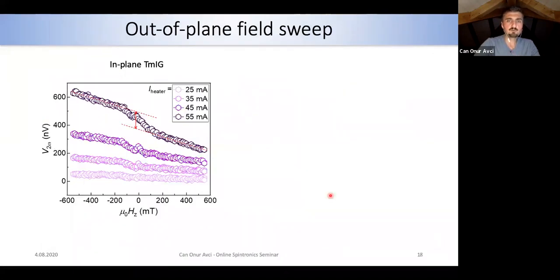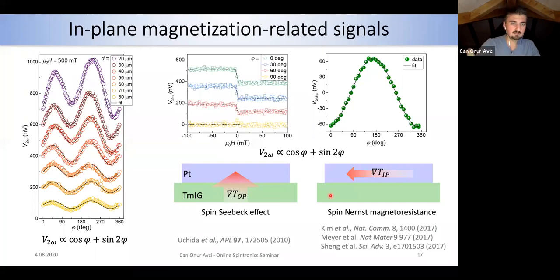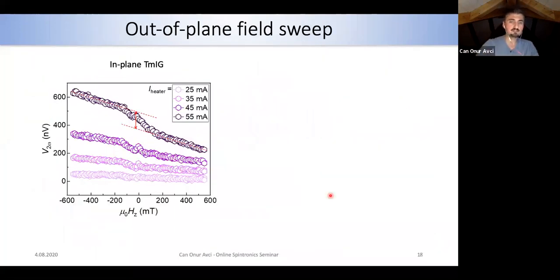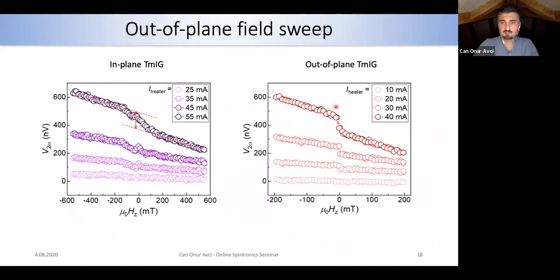However, on top of these two well-established signals, we have seen another signal. So this is an in-plane thulium iron garnet, and this is with an out-of-plane field sweep. And there's a clear difference between when the magnetization is saturated in one direction or the other direction. Okay, and that becomes even clearer when you measure an out-of-plane thulium iron garnet. You see that there's an appreciable signal here as a function of the heater current that also grows. Okay, so where does it come from?